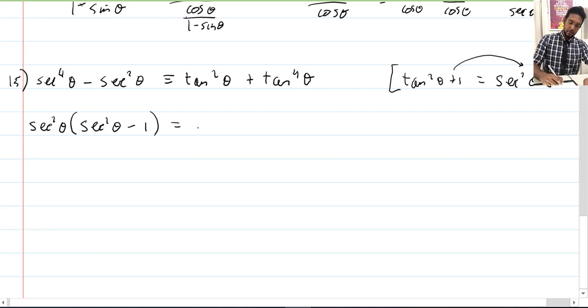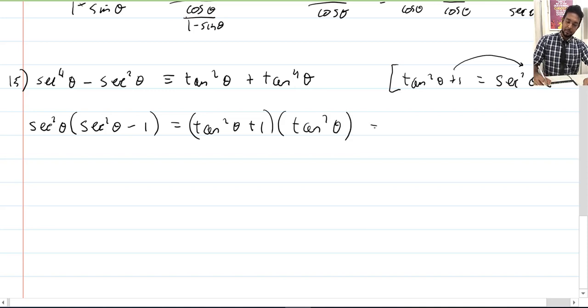So the sec squared on the outside could become tan squared plus 1. Right? That's on the outside. The bracket on the inside will become tan squared. And when you expand that, guess what happens? Tan squared by tan squared is tan to the 4 theta, and tan squared by 1 is tan squared theta. One line.